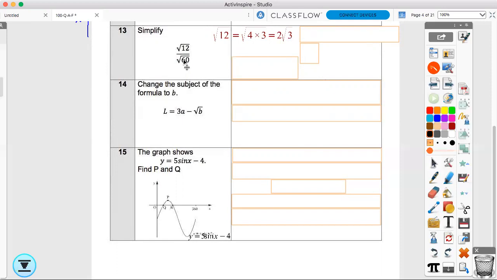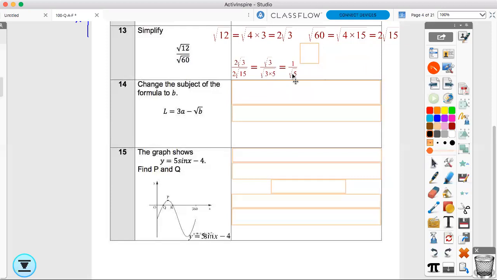And then we need to do the same for 60. So we need to find, 60 is 4 times 15, for example. And then that would be 2 root 15. Okay. So now 2 root 3 over 2 root 15, that would be root 3 over root 3 times root 5. And then you can simplify, root 3 divided by root 3 is just 1, so 1 over root 5.